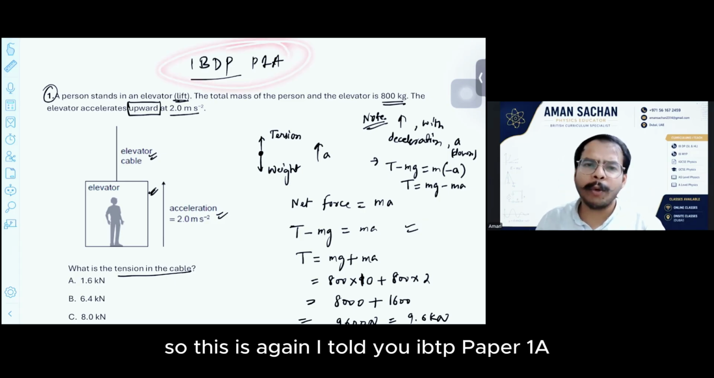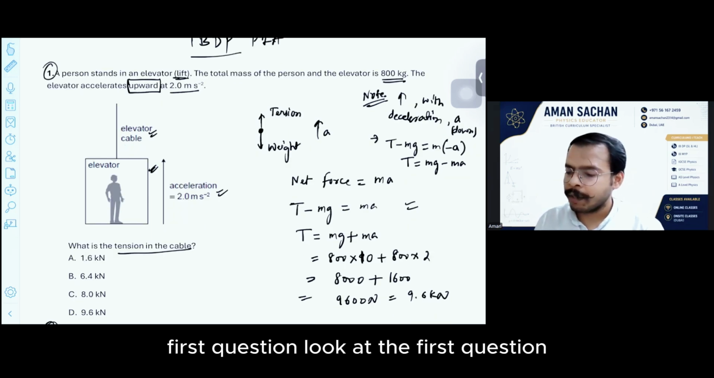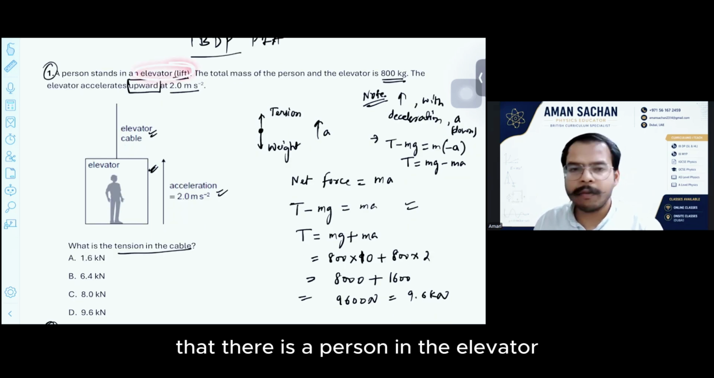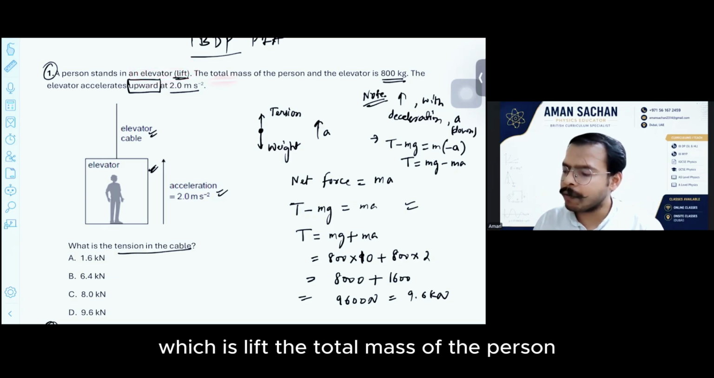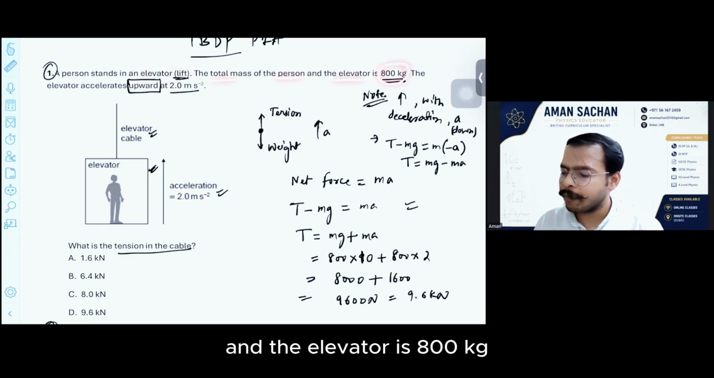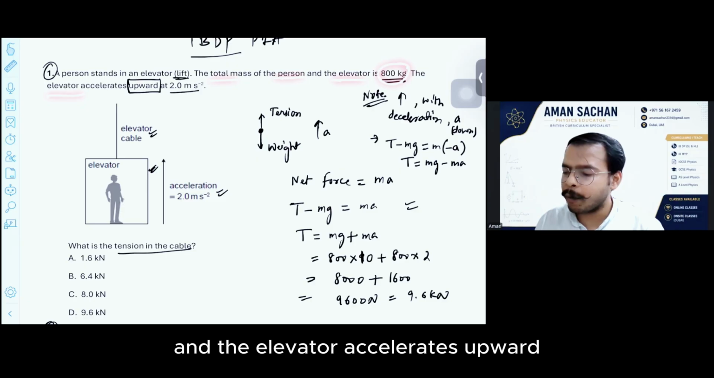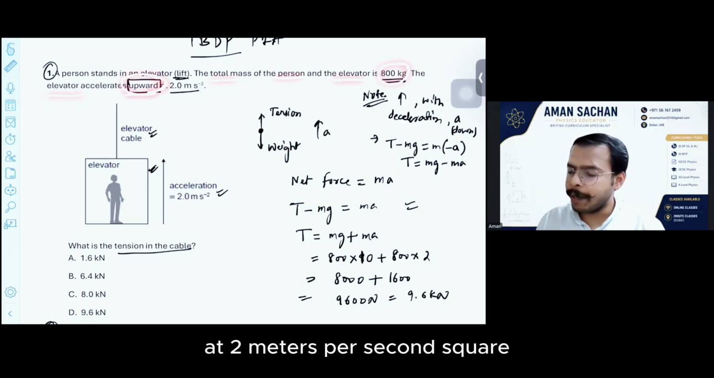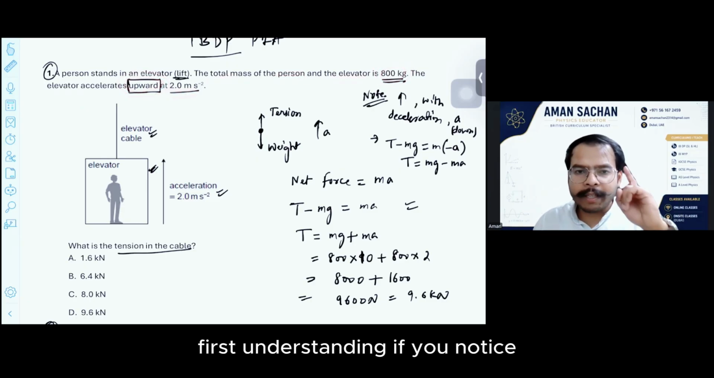So this is, again, as I told you, IB DP Paper 1A. First question, look at the first question. There is a person in the elevator, which is a lift. The total mass of the person and the elevator is 800 kg and the elevator accelerates upward at 2 meters per second squared.